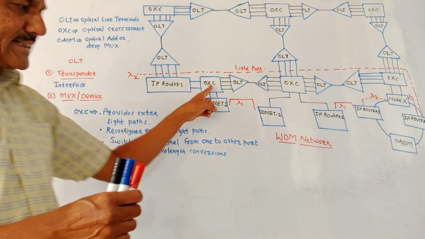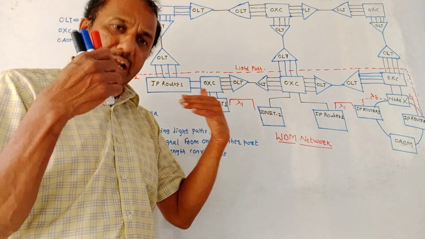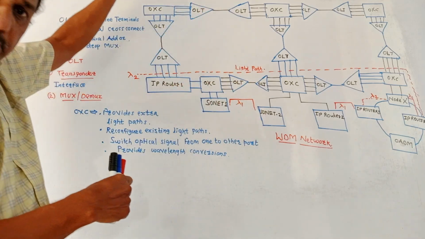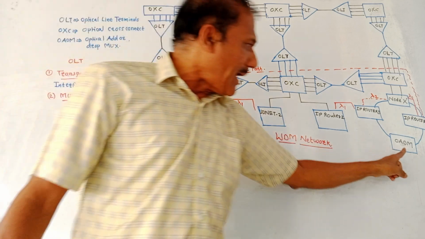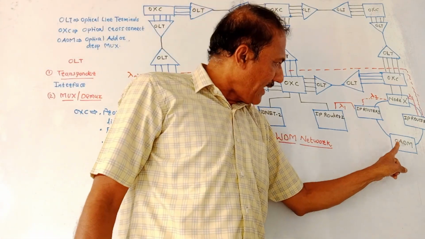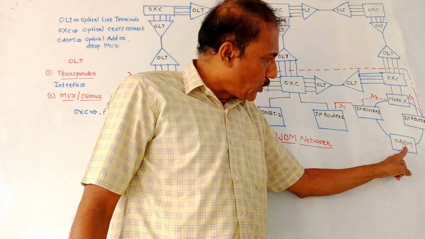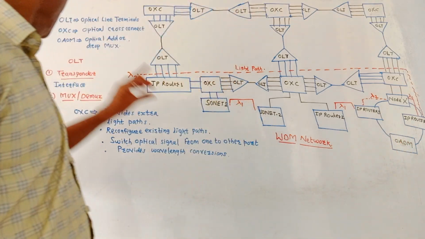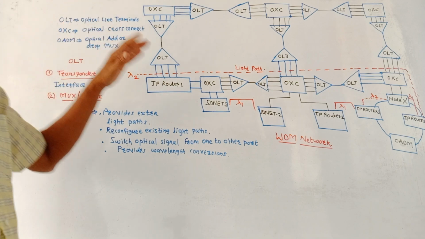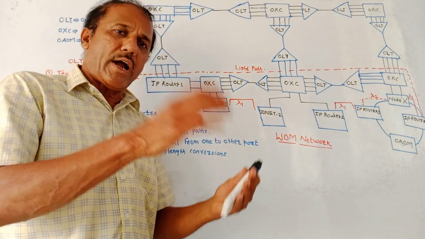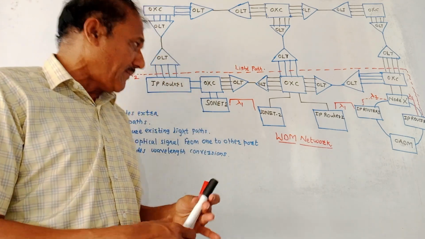Next is OXC, that is optical cross connects. We are going to discuss the meaning or working of every block in detail. Next is OADM. I am talking about this block, optical add or drop multiplexing. So it is optical add or drop mux, that is OADM. That depends on the requirement if you want to add or delete certain wavelengths.